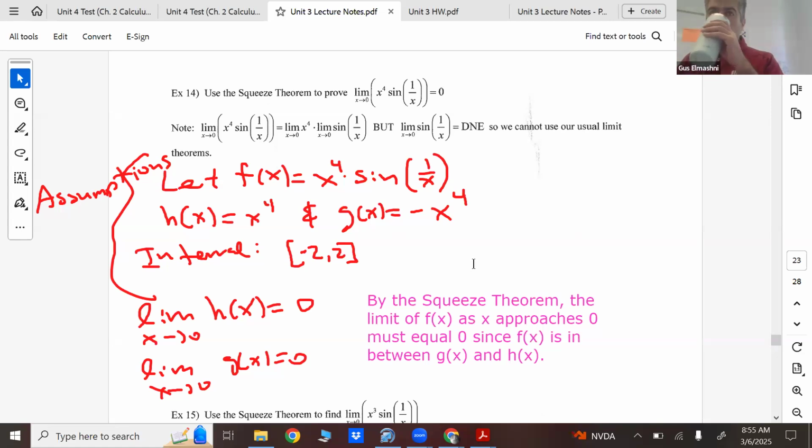Go ahead. The interval? Not really. That was kind of dumb, actually. I don't know why I had that. I think it's just so you guys can see what's happening. Not really.